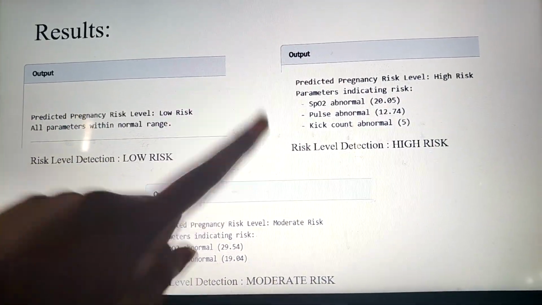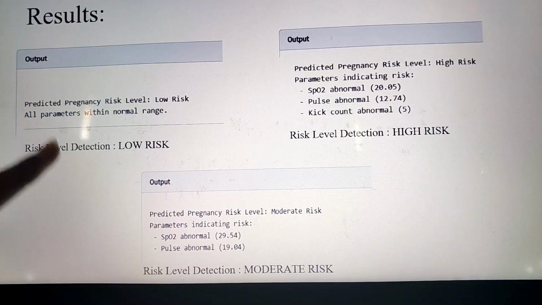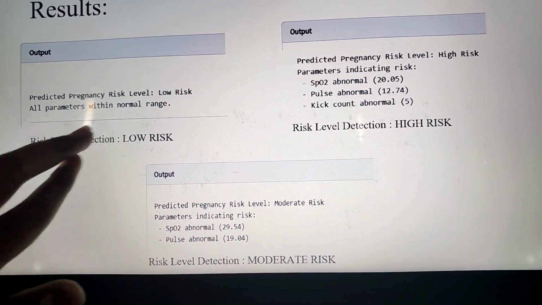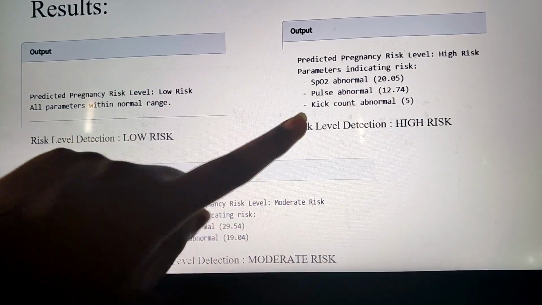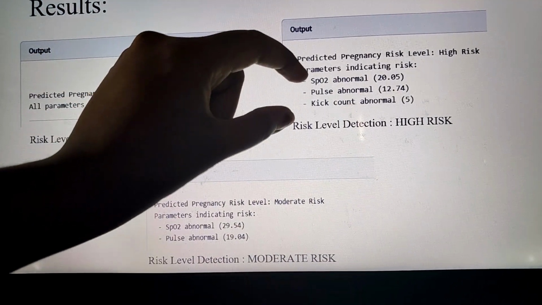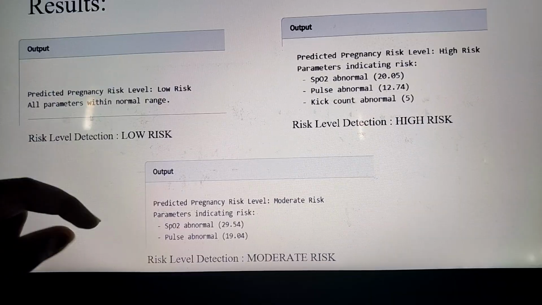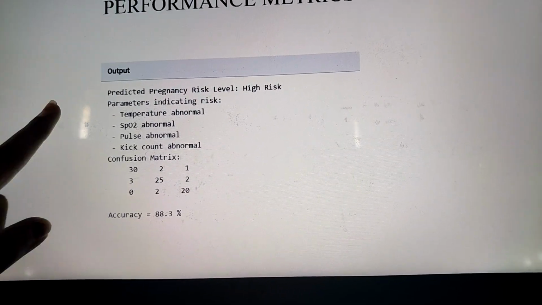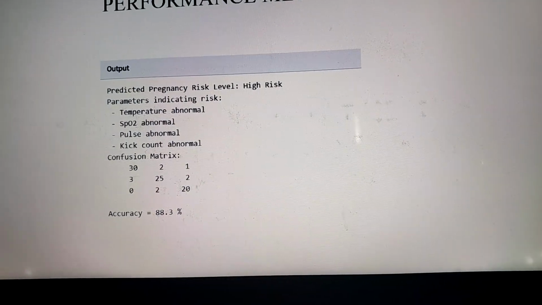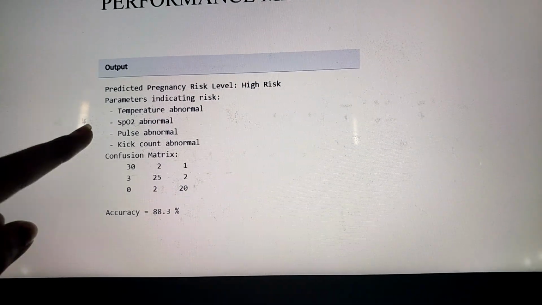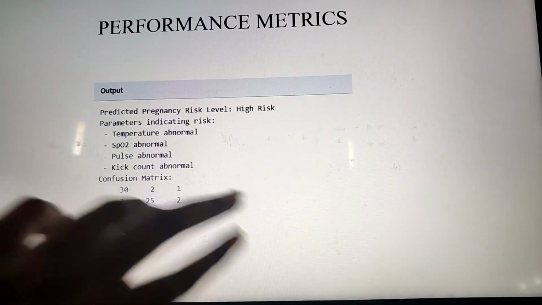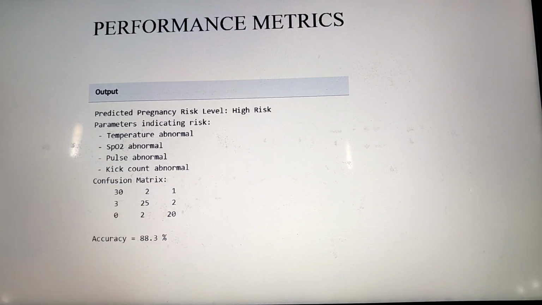These are the results that we got. These are three levels of results, showing low risk, high risk, and moderate risk. If there is some high or moderate risk, we also mention the sensors that are the reason for these risks. These are the performance metrics that we used to monitor, that is confusion matrix and accuracy. These are just the sensor abnormalities.